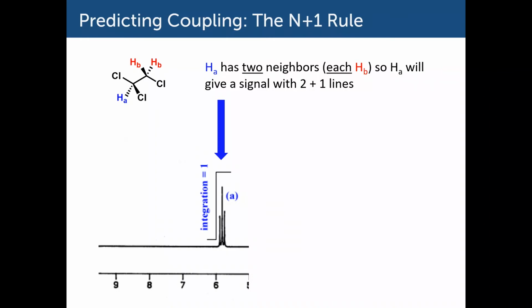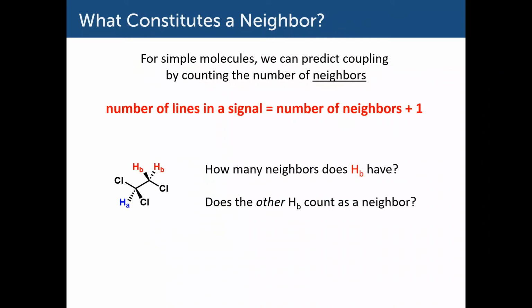And there are specific patterns that go along with this that we'll talk about a little bit later in the video. Okay, so let's then continue our analysis of this compound using what we now know about coupling. So let's look at HB. How many neighbors does HB have?